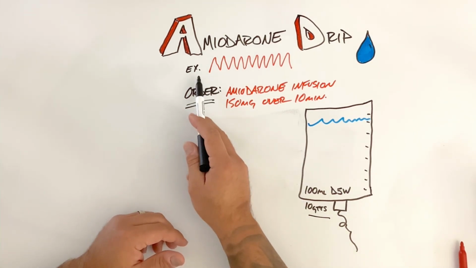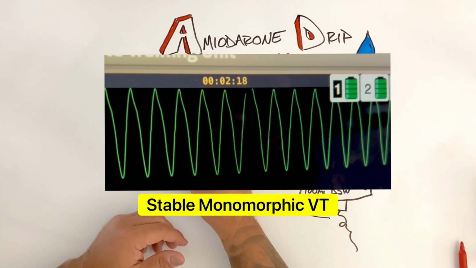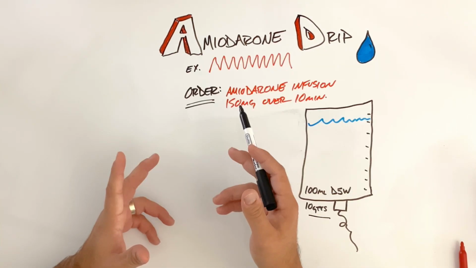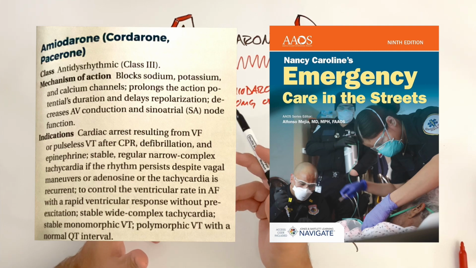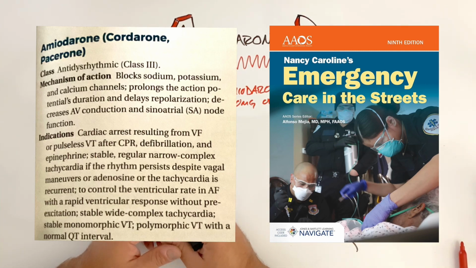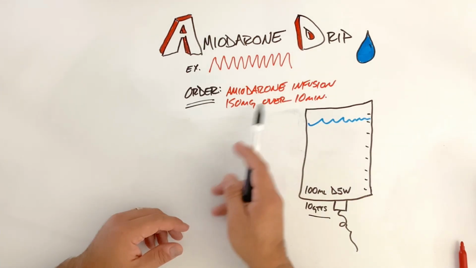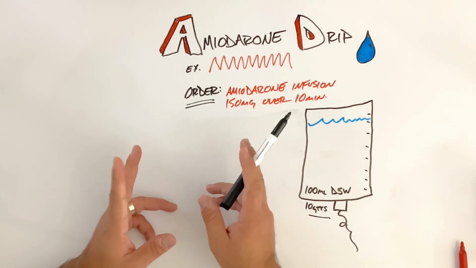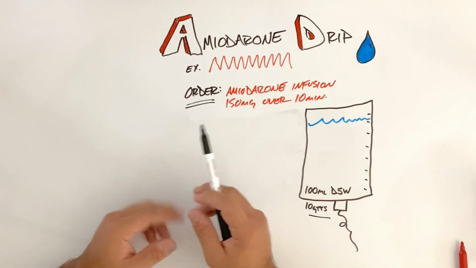For our example, our rhythm is going to be a stable monomorphic VTAC patient. We know that amiodarone is a very diverse antidysrhythmic that can be used for a bunch of different tachycardias and whatnot, but today that's going to be our example. Our order is going to be amiodarone infusion, 150 milligrams over 10 minutes. I'm going to show you how to calculate the drips in two different ways, but let's get into the drug first.